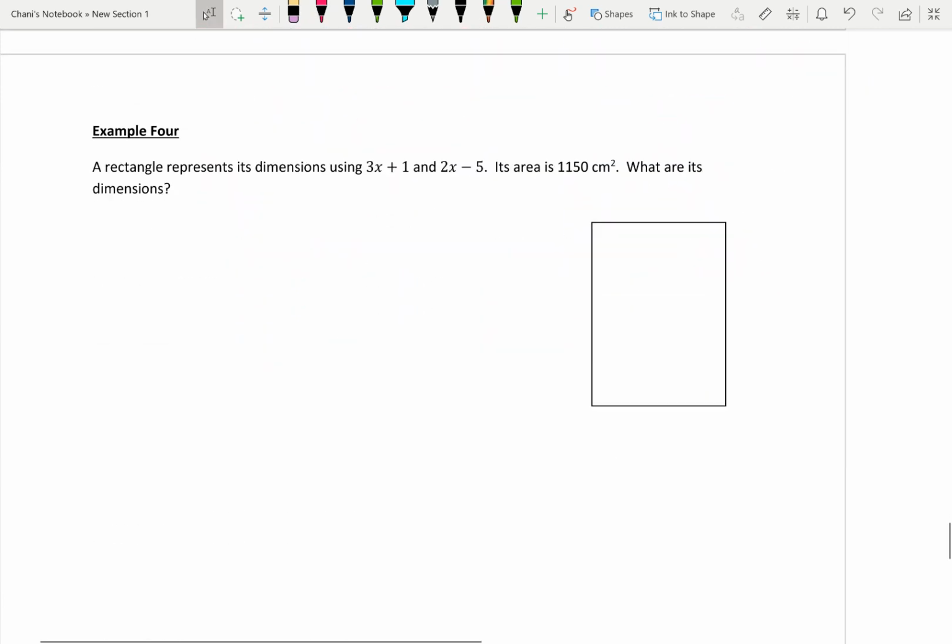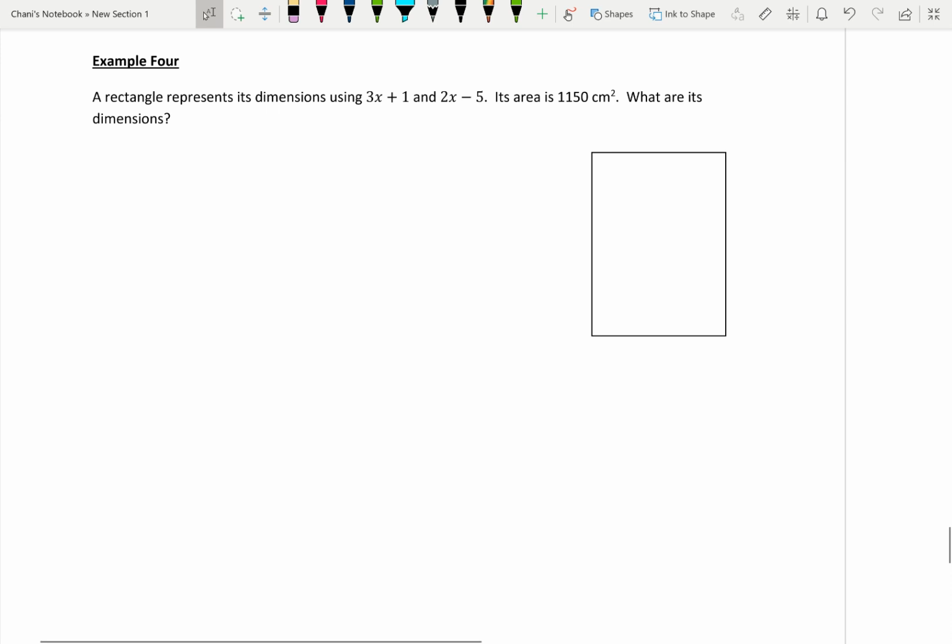Okay, one more question. Here we have a rectangle and its length and width are represented by these two expressions. So we can label one side as 3x plus 1 and another side as 2x minus 5. We're also given that its area is 1150 meters squared. So what are its dimensions?